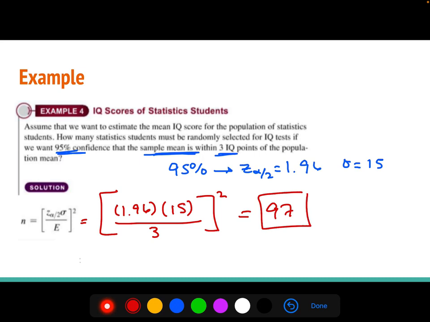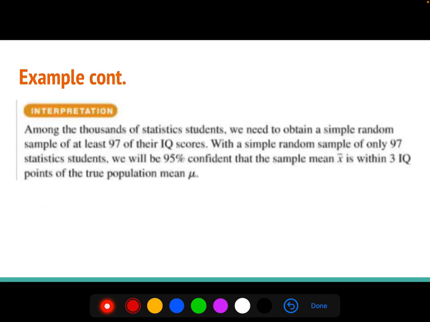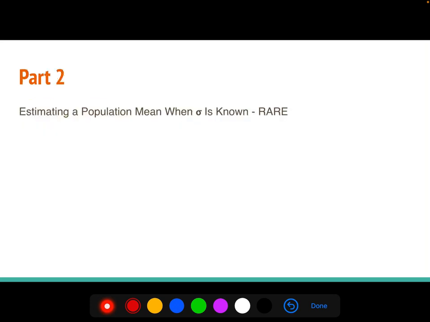Put that in the calculator. We need 97 students to be able to do this. Of all the thousands of students that are out there, we need to obtain at least 97 of them for the sample. With a random sample of only 97, we will be 95% confident the sample mean is within 3 IQ points of the true population mean.